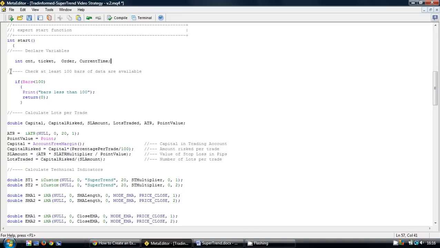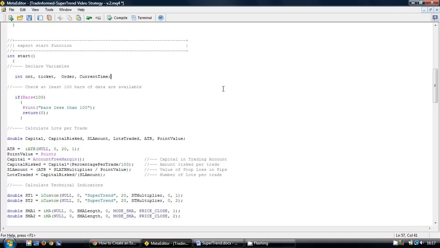So here we have again the 2 forward slashes, and this little piece of code is going to check at least 100 bars of data are available. This is just a fail-safe check. If we haven't got enough information on the screen to calculate all our technical indicators, our inputs, we don't want the expert advisor to run. So we're just checking that we've got at least this minimum amount of data already in there.